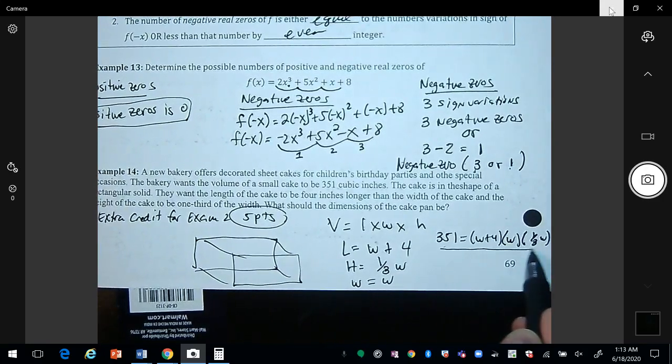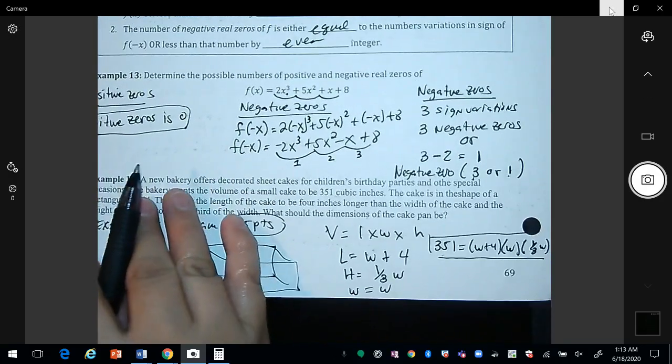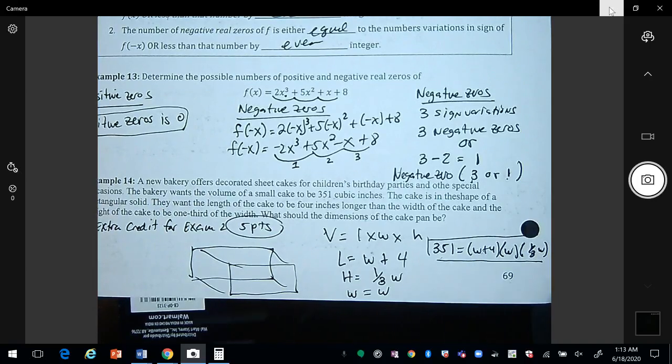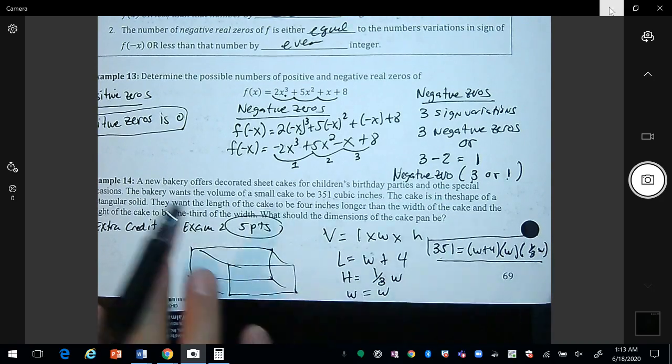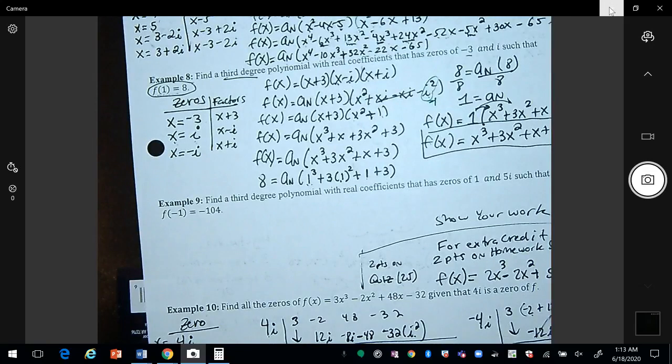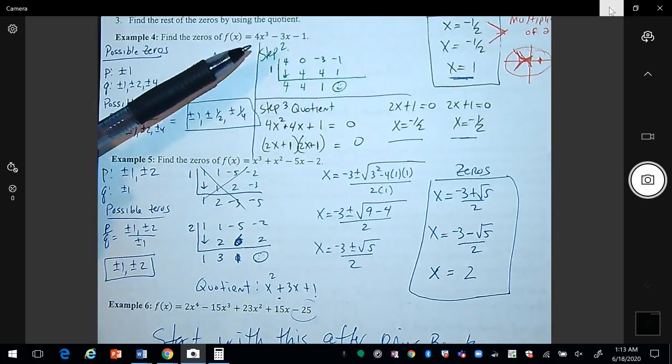So essentially what you want to do is take this equation and solve for W. And so you're going to end up with a cubic function. And so then you want to use the possible rational zeros, maybe use synthetic division. And so what you'll be looking at is, for example, like these problems here, where you have to find the actual zeros.